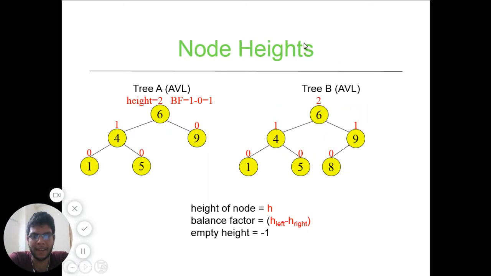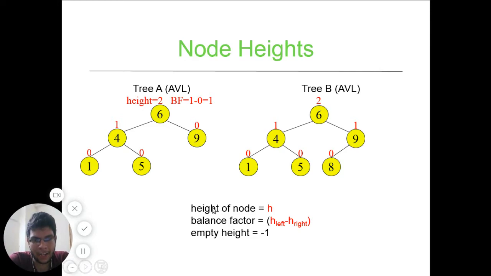So this is a simple example of an AVL tree. Node heights: how do we enumerate nodes and balance factor? Let's see the left tree and see whether it's an AVL tree or not. Let's see first the leaves. Leaves are 1, 5 and 9. Each of these has been labeled 0.